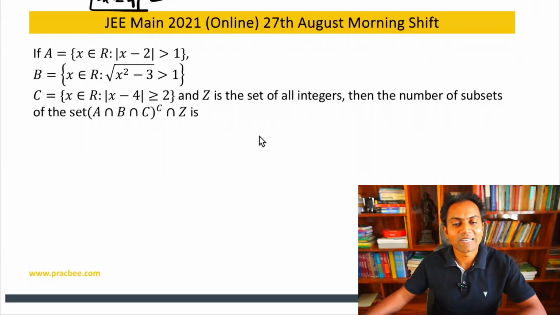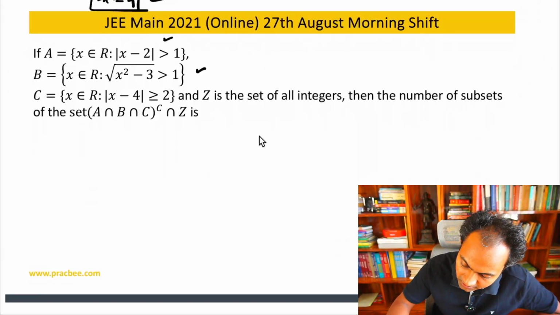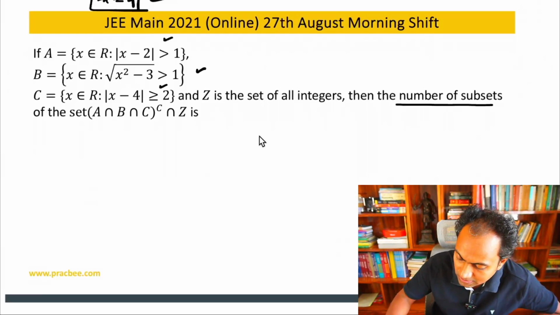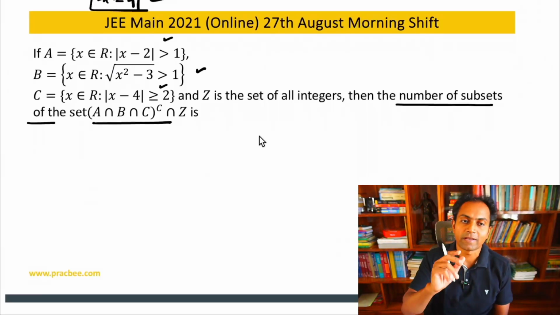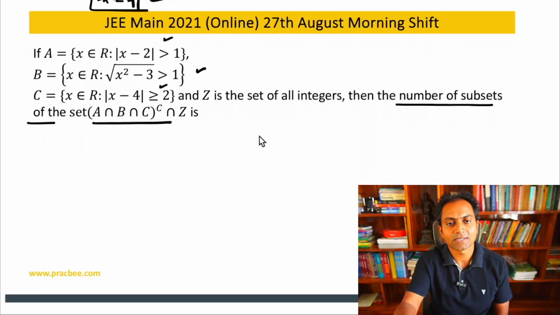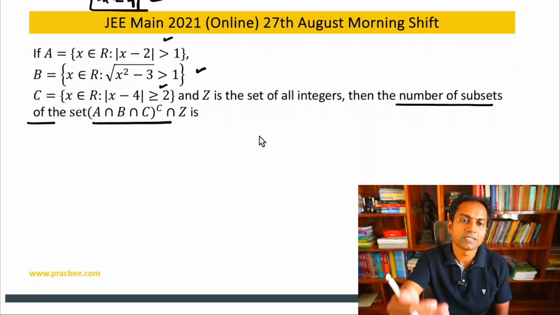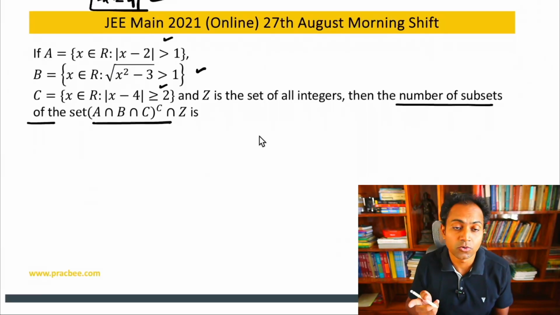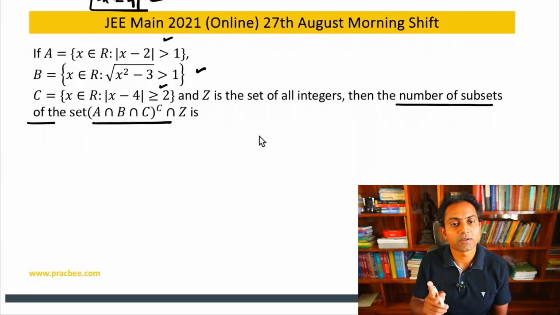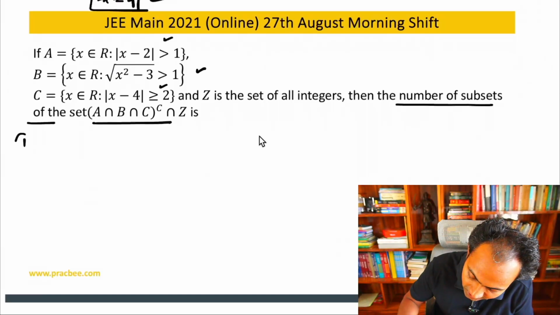Now let us look into this interesting 2021 question. The question talks about 3 different kinds of inequalities given to us, and then they are talking about the number of subsets of the set. So there are 3 parts of this question. First we will solve and find the values of A, B, C. Then we will take the intersection of A, B and C, find its complement and see how many integers are there in that set. Once you have figured that out, we will have to find the number of subsets of the set that we have figured out. So there are 3 steps in this question. Let us start step by step.